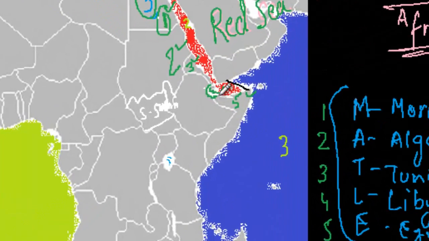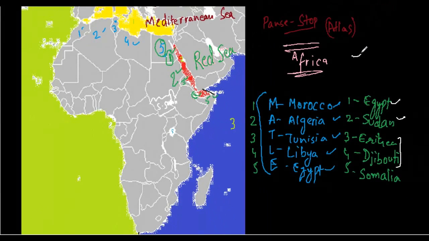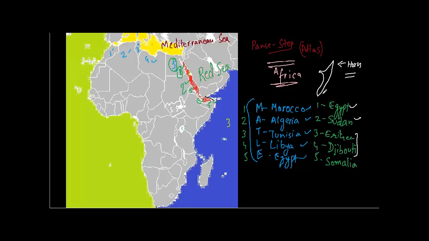And then Somalia. Do you see the picture here? How does it look? This is the country Somalia. Do you see it's looking like a horn? And that's why it has been given the name, the Horn of Africa. Somalia is also called the Horn of Africa. So this is 1, 2, 3, 4, 5: Egypt, Sudan, Eritrea, Djibouti and Somalia.